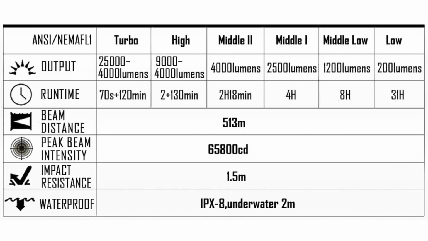This is the chart for the Imalent MS06 and shows that the turbo mode, which is 25,000 lumens, which is a lot, will only run for 70 seconds before it drops down to 4,000 lumens. So that is quite a big drop in power, but then it will run at that reduced rate for 2 hours. Even the high brightness mode, which is the next one down from turbo, which is 9,000 lumens, can only be maintained for 2 minutes before a heat-induced drop down again to 4,000 lumens. And that 4,000 lumens mode can be maintained without a further heat-induced drop down.